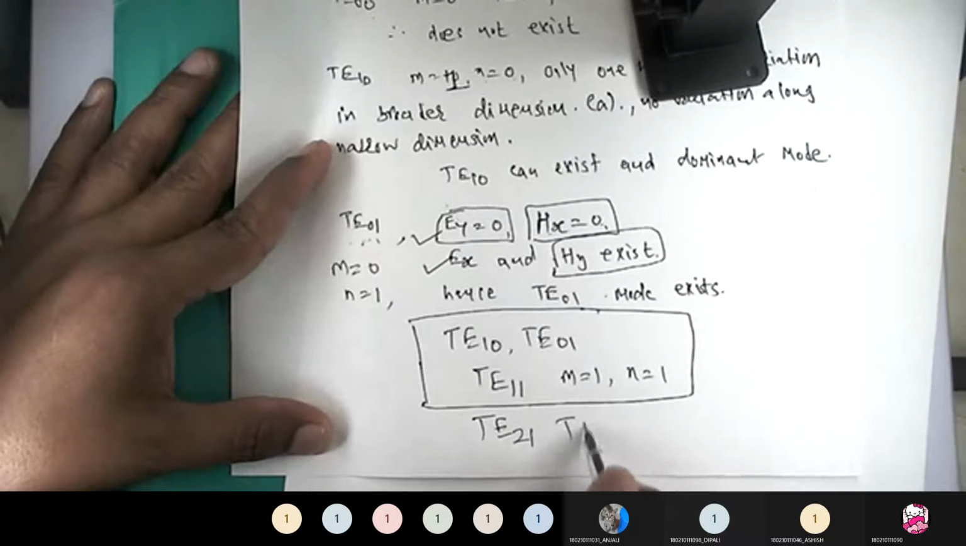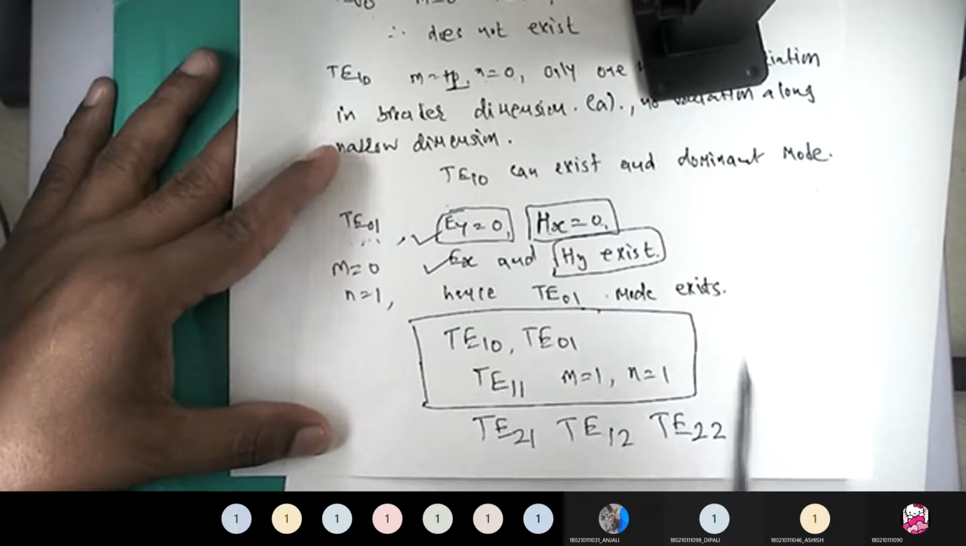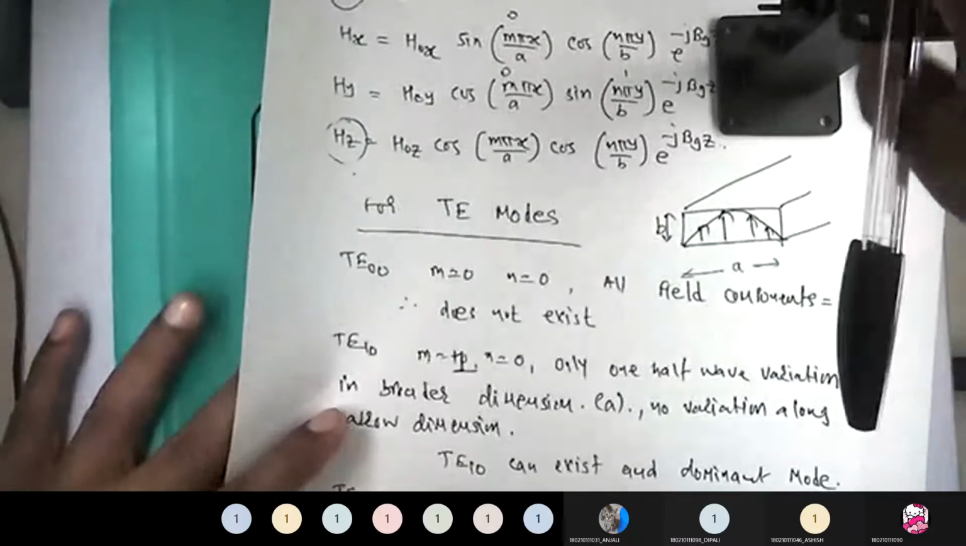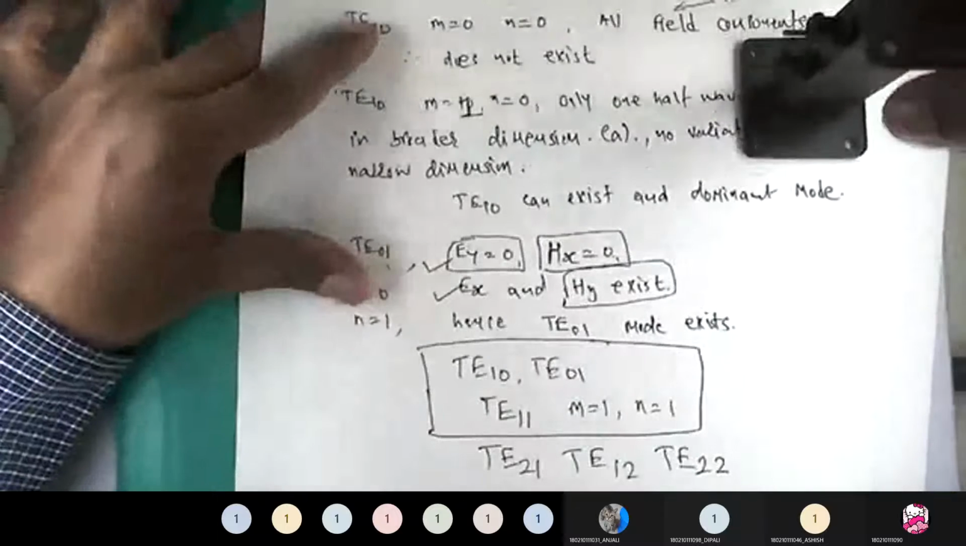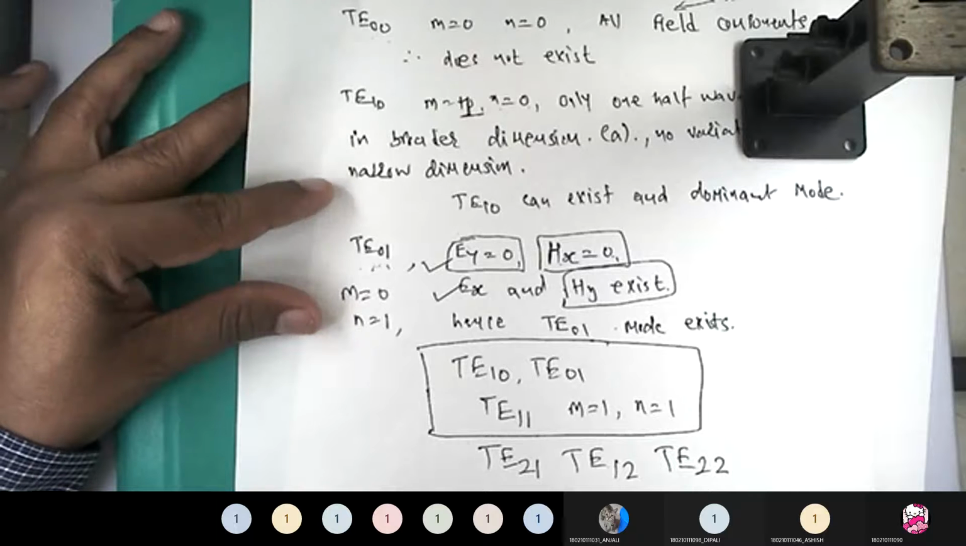For example, 21, 12, TE22, 31, 32, and the reverse way also. So any mode can exist. So this way I can say that these are the possible modes that can exist in a rectangular waveguide, and particularly in a TE mode.